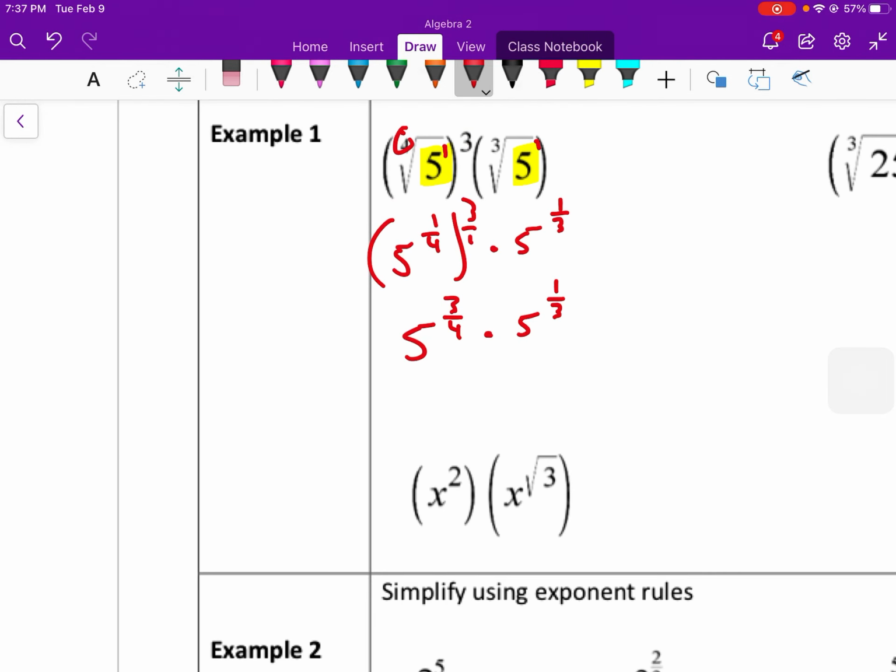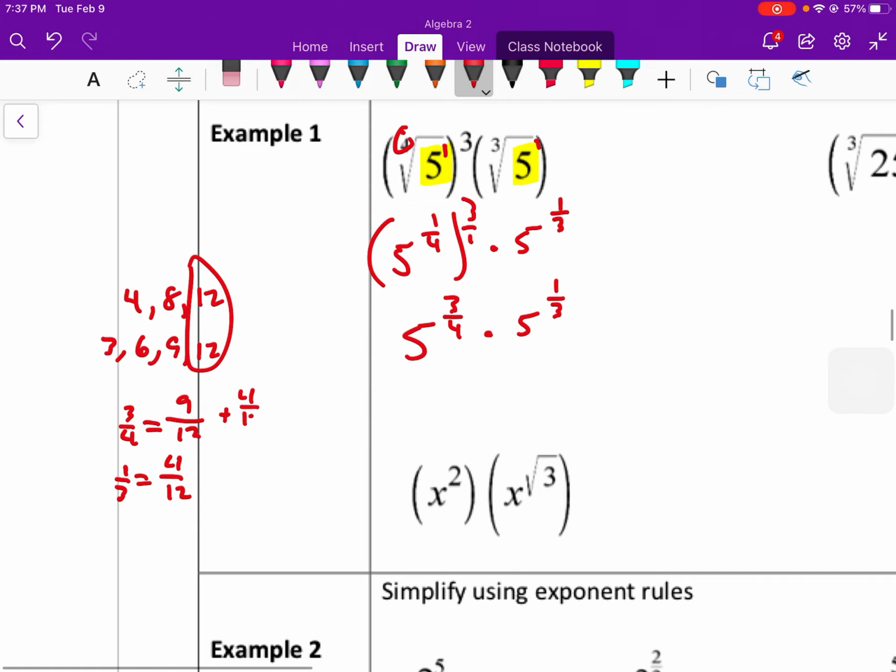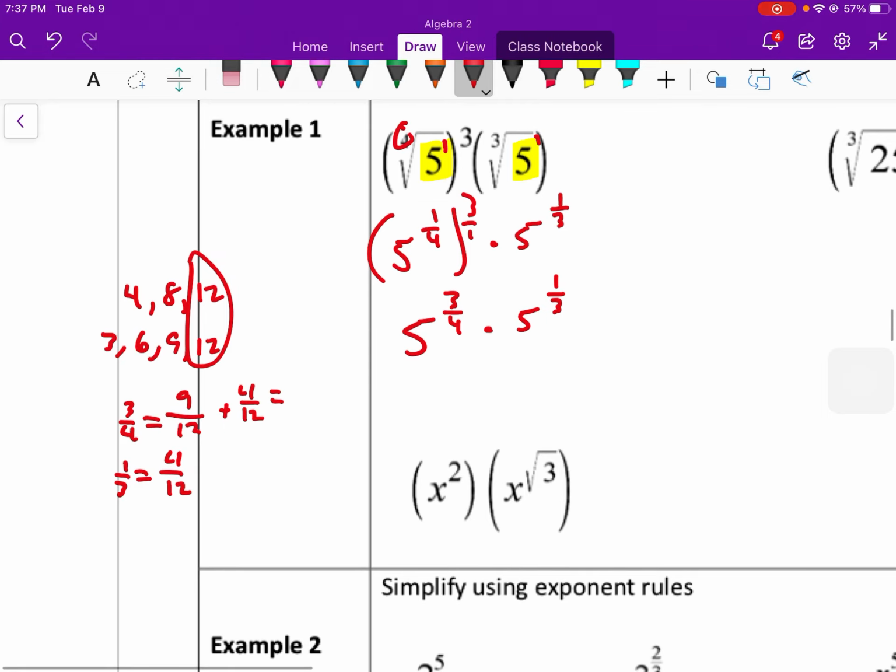But we don't have a common denominator between the two, so we have to find the common denominator. Multiples of 4 are 4, 8, and 12, and multiples of 3 are 3, 6, 9, 12, so the common denominator will be 12. So for 3/4, when we make that a denominator of 12, we multiply by 3, so then it's 9/12, and for a third, that will be 4/12. So now when we add 9/12 plus 4/12, we're going to get 13/12.